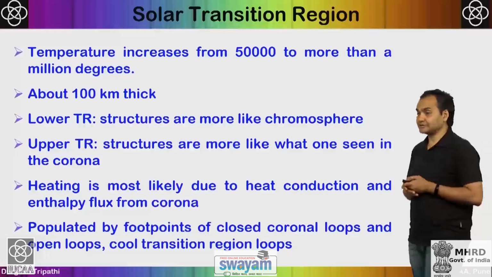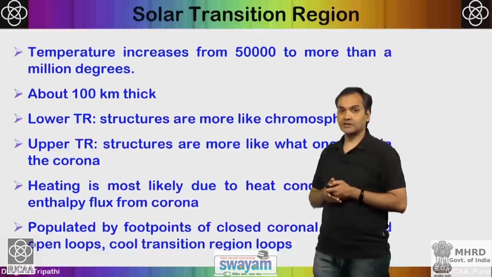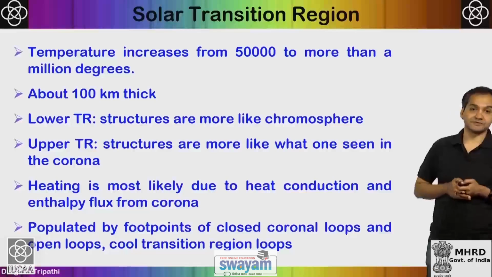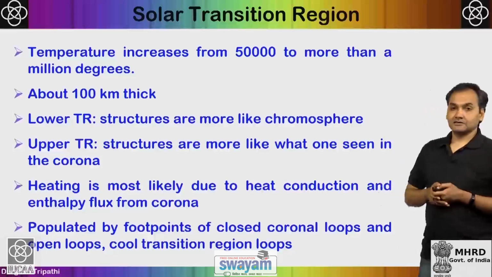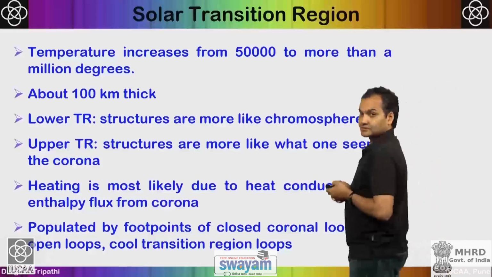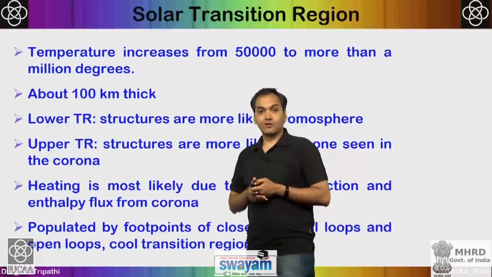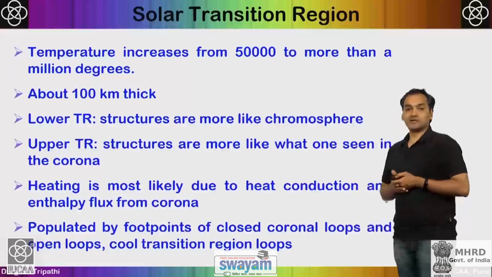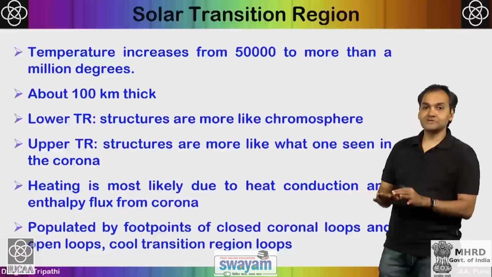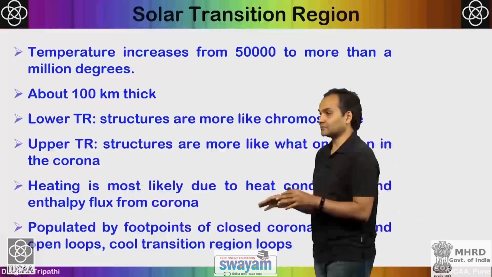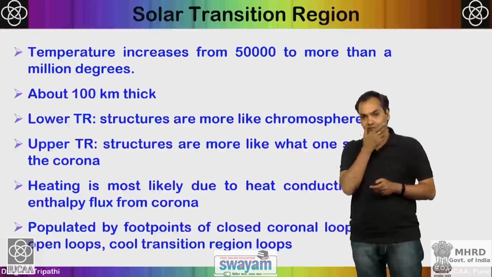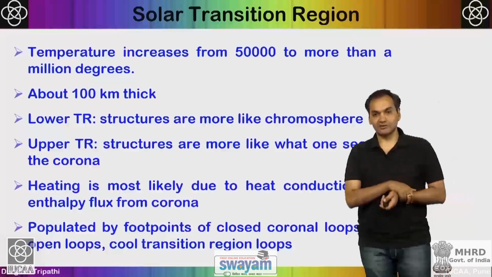Heating is most likely due to heat conduction from the corona and enthalpy flux from the corona. Now, the structures you see are mostly the foot points of the closed loops. You also see filaments, open loops, foot points of the open loops. In addition, you have a lot of short, low-lying cool loops in the transition region. We call them cool loops because they are cooler than the loops you would see up in the corona at more than a million degrees.